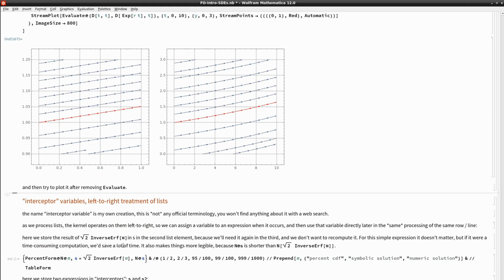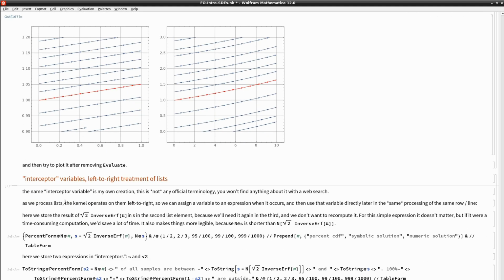Okay, and next I want to point out something that I call interceptor variables, and this is just my own terminology. I'm not saying that anyone else is using it or that this is an official terminology. If you do a web search for interceptor variables, you're probably going to find nothing or something completely different. I just call it this way because it is an effective way to intercept a computation in order to use the same thing later. So as we process lists, the kernel operates on them left to right.